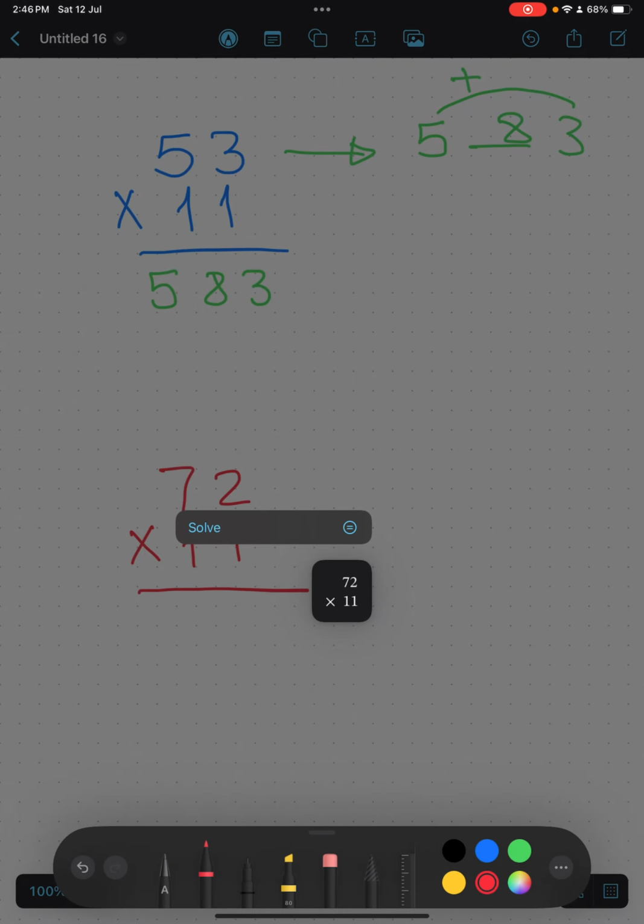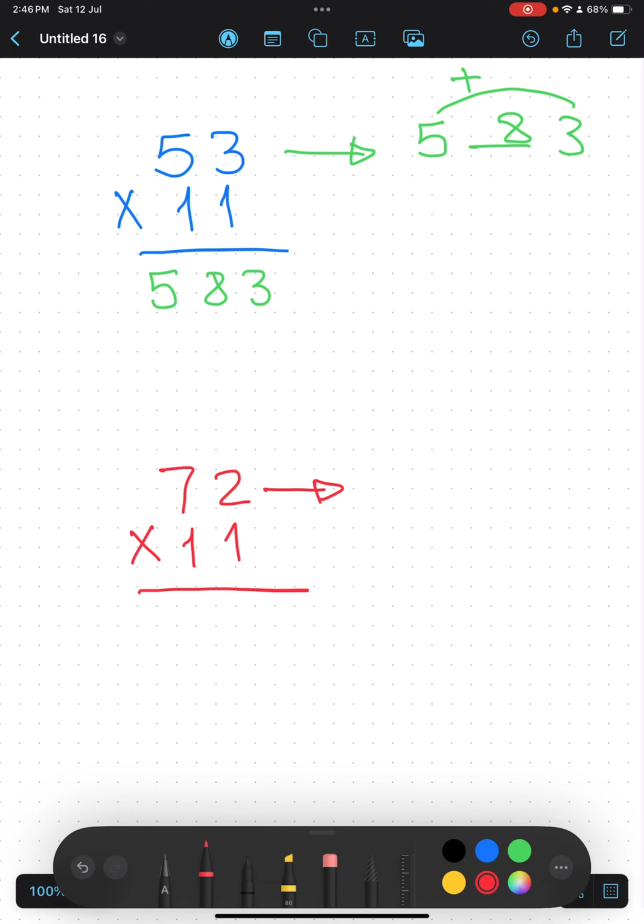How do we multiply? First, we write 7 space 2. Then we add. The result is 792.